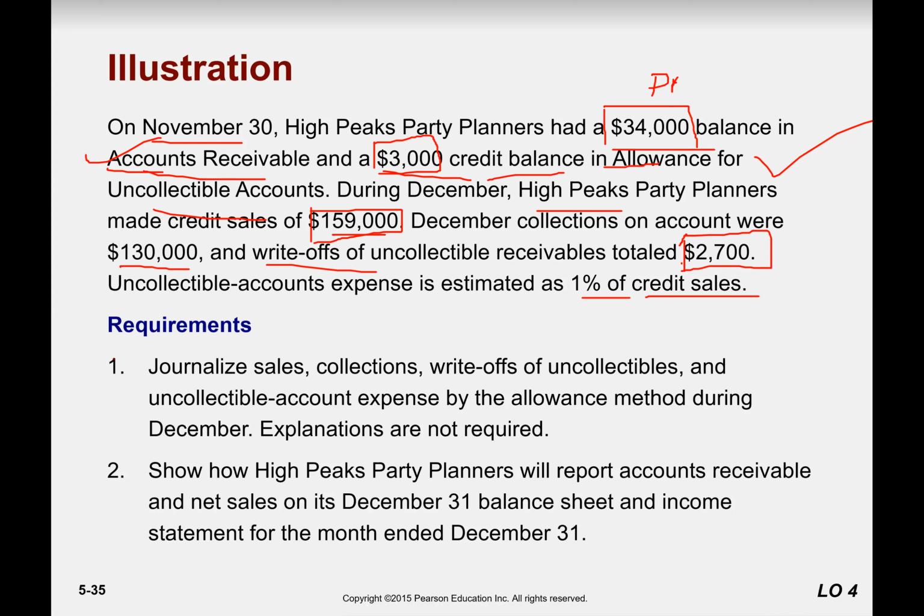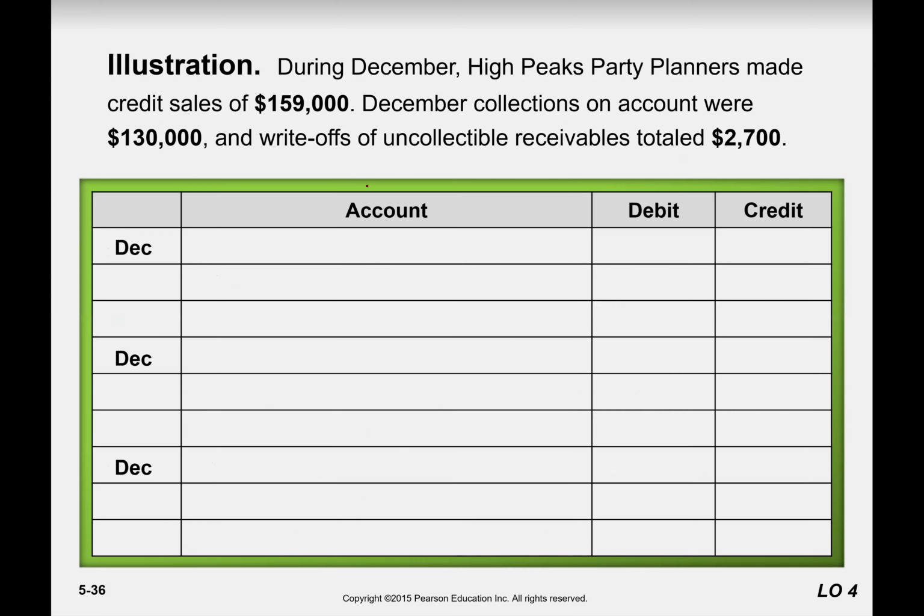So let's see the first requirement. Journalize sales, collections, write-offs of uncollectibles, and uncollectible expense by the allowance method during December. Which allowance method are we using? Because we are given a percentage of credit sales, we are using the percentage of sales method, right? Explanations are not required in the journal entries. So first requirement, three entries.